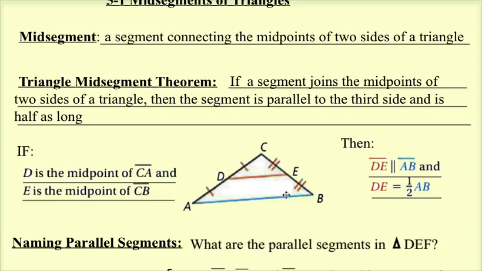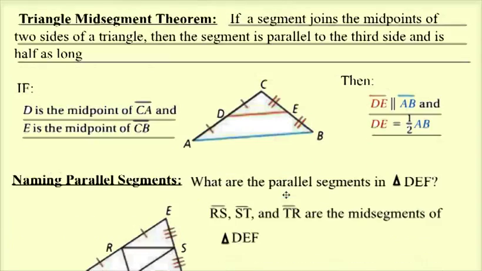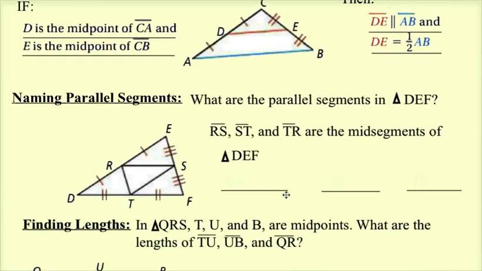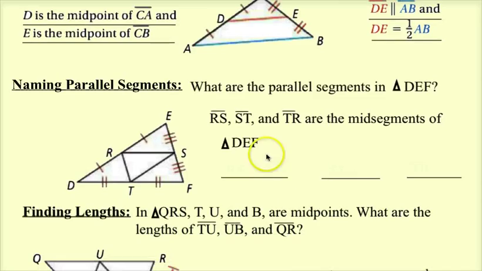Let's start by just naming some parallel segments. So I'm going to look at triangle DEF and I want to name the parallel segments. So RS, right here, ST and TR are all midsegments. ST is a midsegment also. They don't always have to go horizontal like RS. So ST is a midsegment and TR is a midsegment because they're all midpoints on each of those sides.